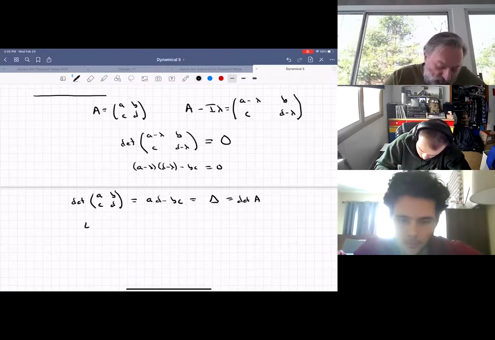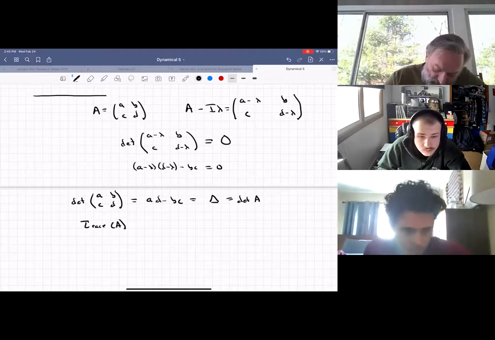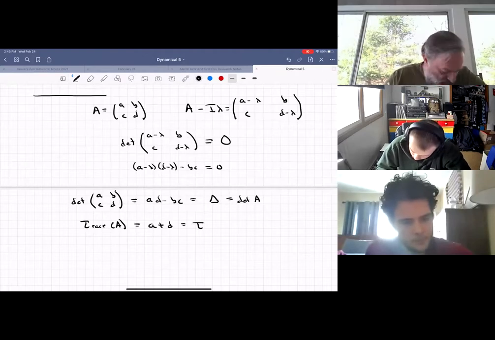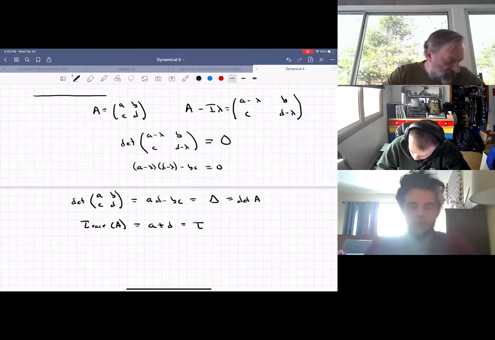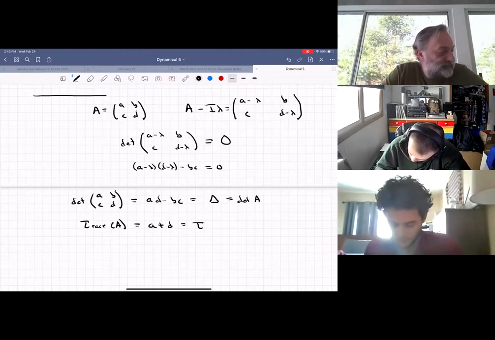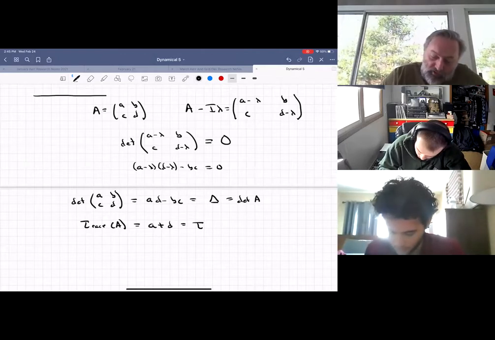Right? The trace of A is A plus D, and we're going to call that tau. The trace means add up the numbers on the diagonal.